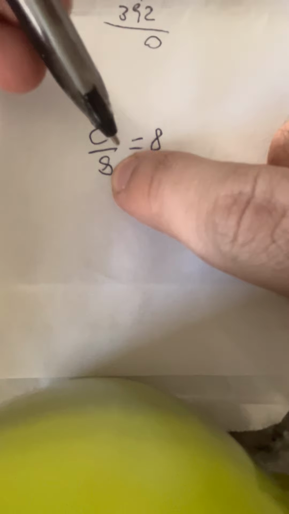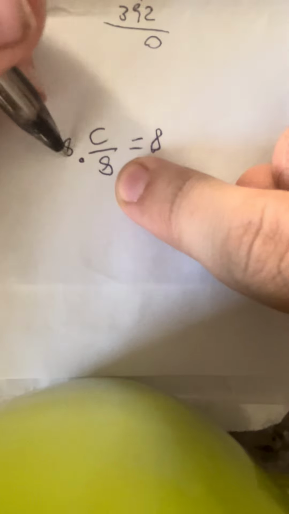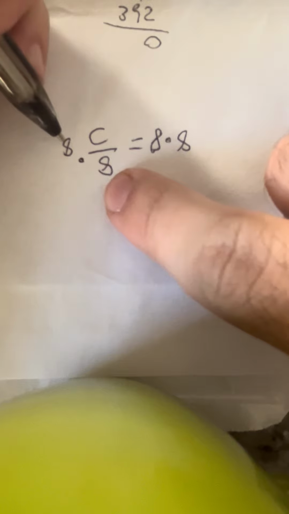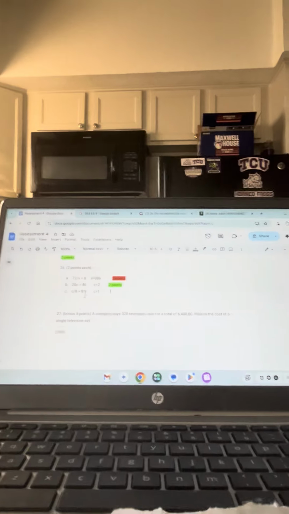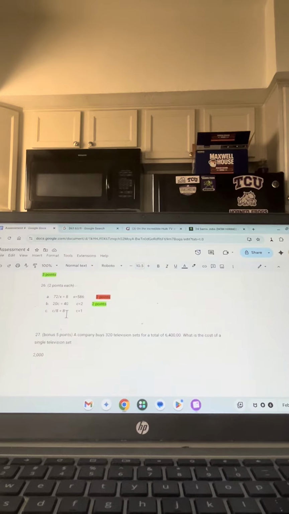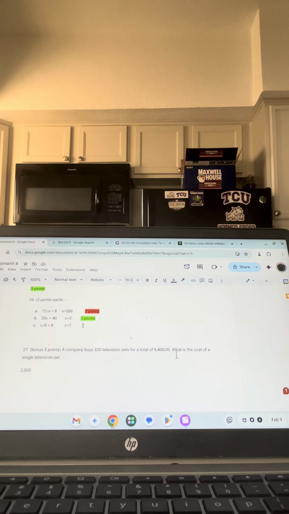C divided by 8 equals 8. Okay? I want to get C by itself. What I'm going to do is get rid of this 8 denominator to get C by itself on the left side, so I'm going to multiply this by 8. But whatever I do to one side, I've got to do to the other. These two are going to cancel, right? I have 8 on top and 8 on bottom, so these are going to cancel. So I'm just left with C is equal to 8 times 8, which is 64. So C is indeed equal to 64. So 64 divided by 8 equals 8.